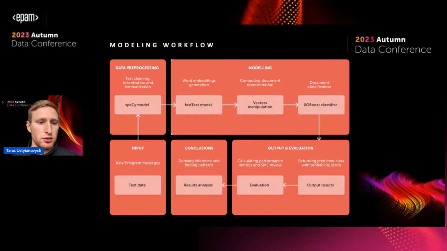Here is a workflow. So we receive some raw message. It's pre-processed, cleaned, lemmatized using Spacy. Then we applied fastText, manipulate with the vectors to have a document representation, and use XGBoost. And then we have the results outputted. We evaluated. The evaluation might include a subject matter expert. And then we can apply some techniques like even LDA or even text summarization to derive some patterns and get more meaning.